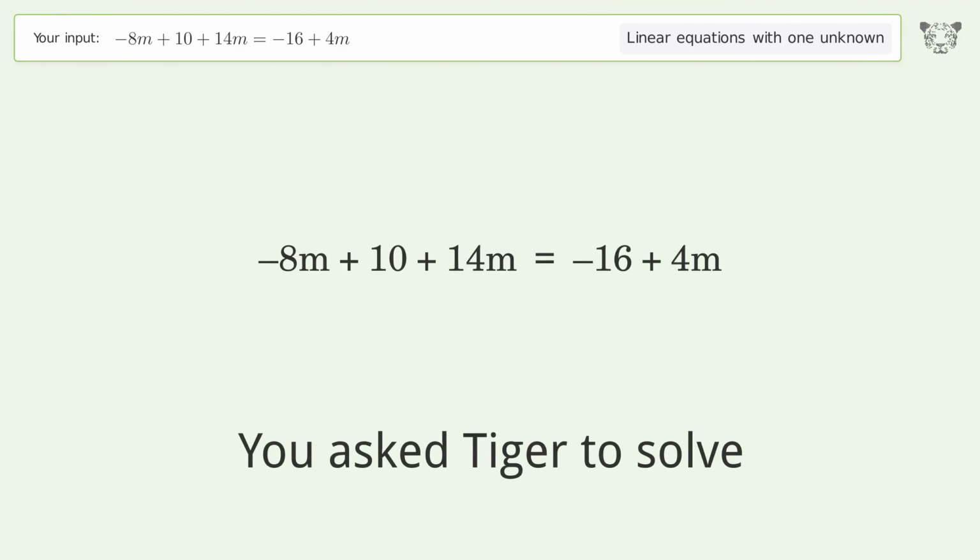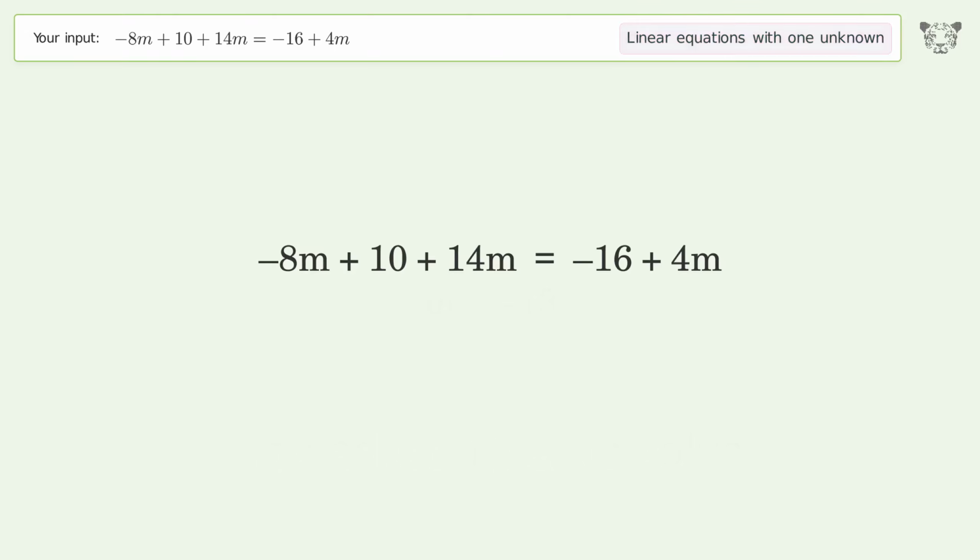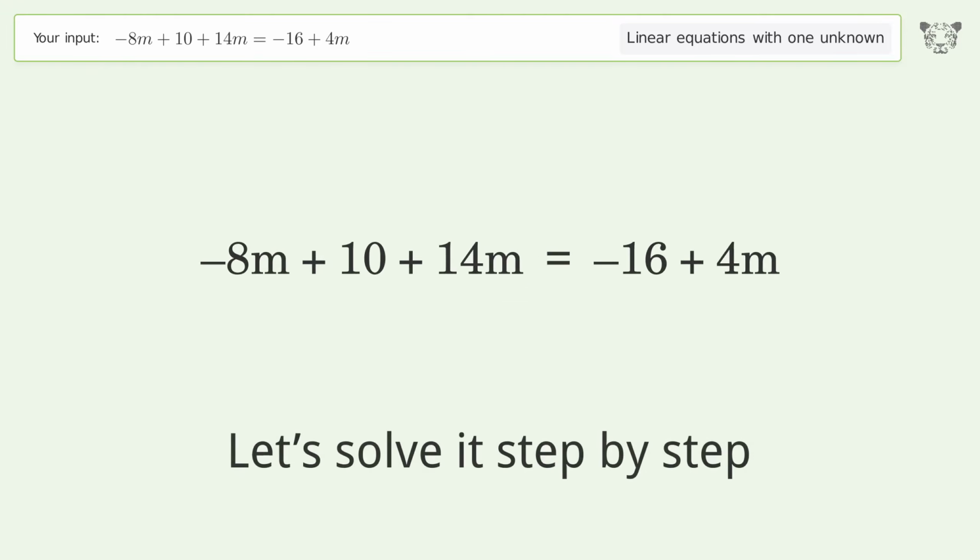You ask Tiger to solve. This deals with linear equations with one unknown. The final result is m equals -13. Let's solve it step by step.